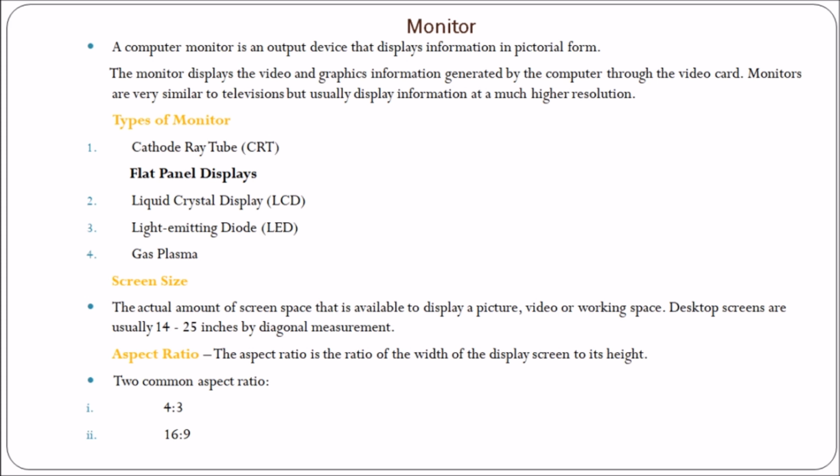Screen size: the actual amount of screen space that is available to display a picture, video, or working space. Desktop screens are usually 14 to 25 inches by diagonal measurement. Aspect ratio: the aspect ratio is the ratio of the width of the display screen to its height. Two common aspect ratios are used: 4:3 and 16:9.